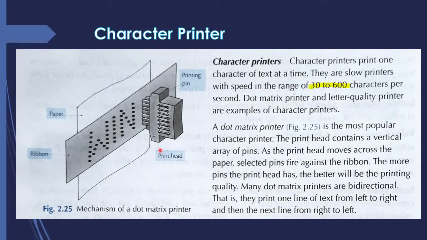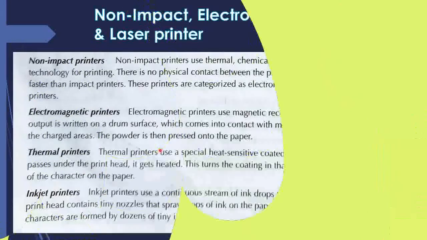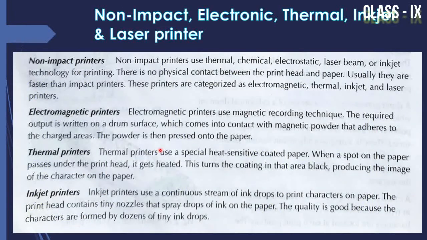So let's proceed to the next. Next are non-impact printers: electronic, thermal, inkjet and laser printers. Under impact printers you have already completed, and now under non-impact printers we are going to see which devices and criteria there are.